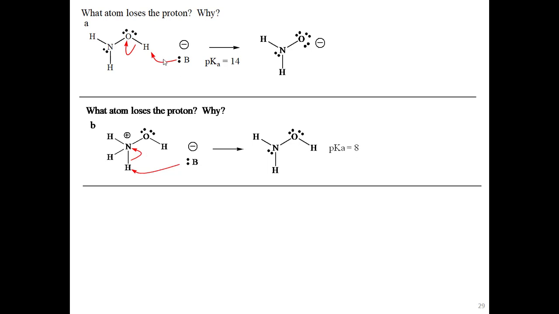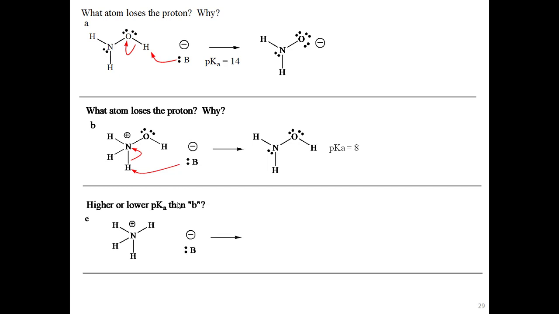The pKa is 8, so it came down quite a bit, because of the positive charge that's here, going to the neutral structure. The pKa is only 8. That difference of 6 means 10 to the 6, which is a millionfold. This is a million times more acidic than this one.